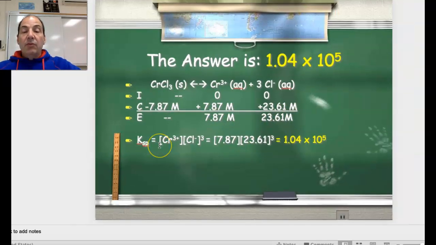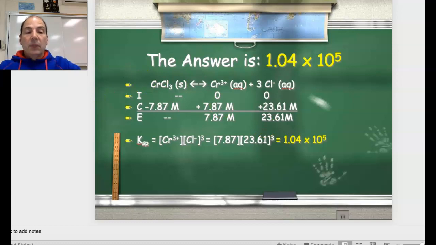And now I set up my expression. KSP is concentration of chromium times concentration of chloride cubed. Now I just substitute in the 7.87 for the chromium, the 23.61 for the chloride, and I get 1.04 times 10 to the fifth. Okay, really nothing new to this.